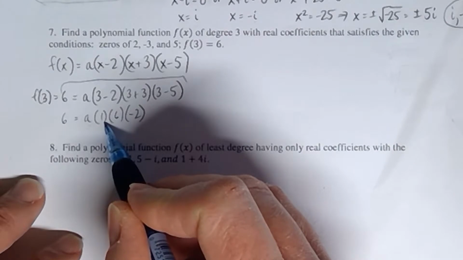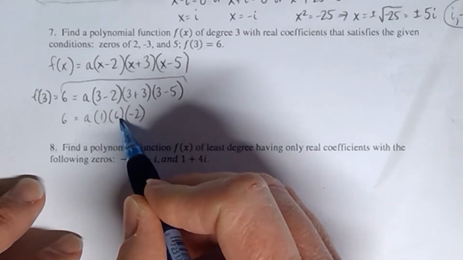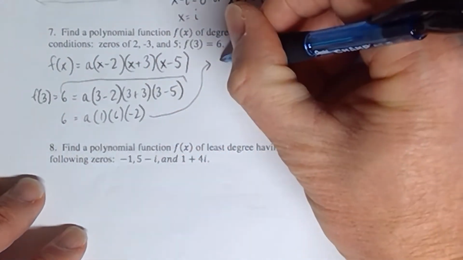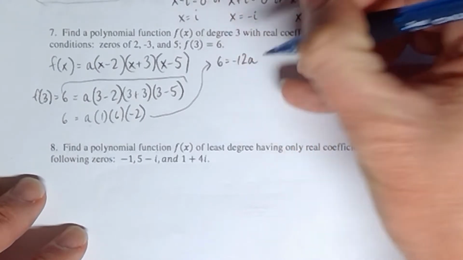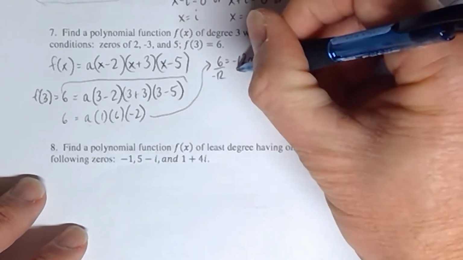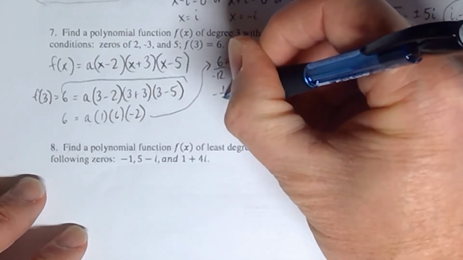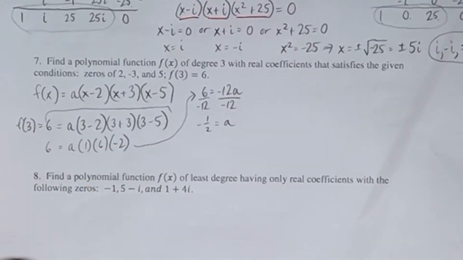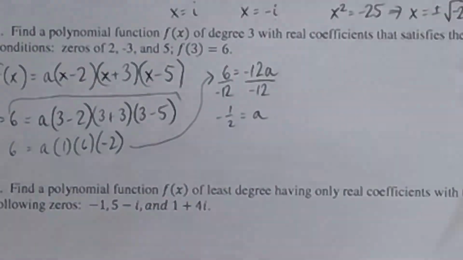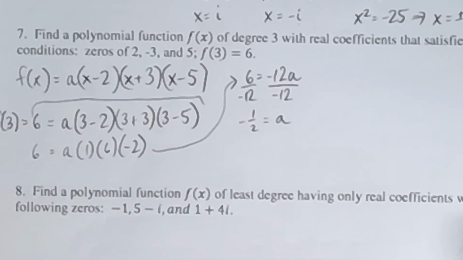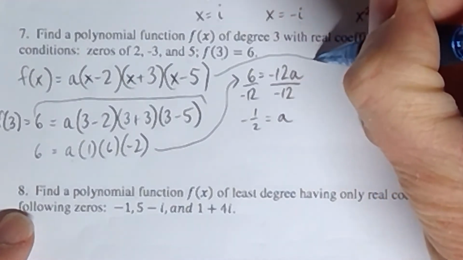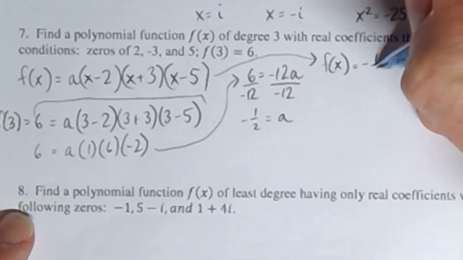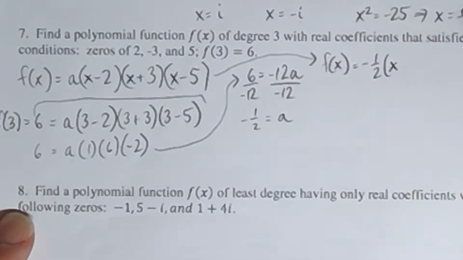A times 1 is A. Times 6 would be 6A. And then times negative 2 would be negative 12A. So we get 6 equal to negative 12A. We then divide by negative 12 to get the A by itself, and we get A is equal to negative 1/2. Now that we know that the A is negative 1/2, we plug it back into this original function here, and we pretty much have an equation that satisfies all the conditions.